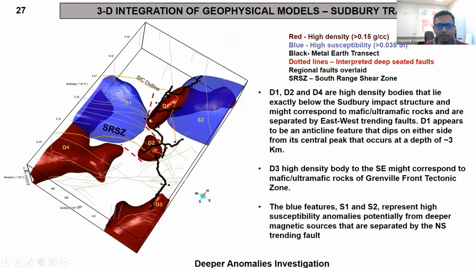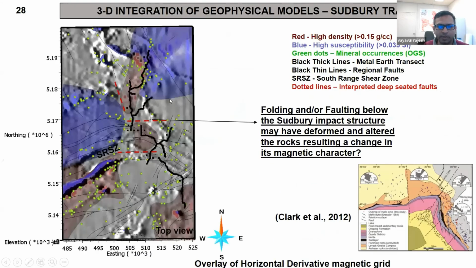features. If you see the top view of the same model, now you can clearly see that there is a shear zone, the South Range shear zone, coming along this direction, which might displace this high density anomaly to the eastern side. So we are interpreting deep-seated faulting and folding features.